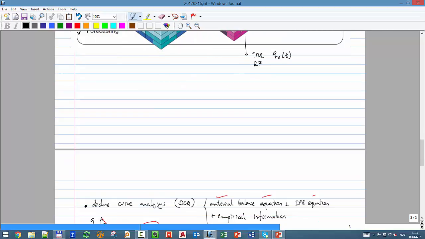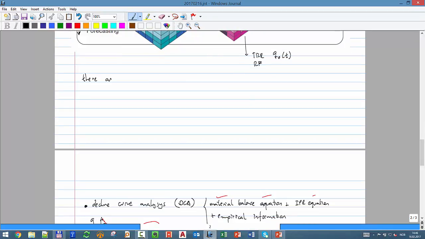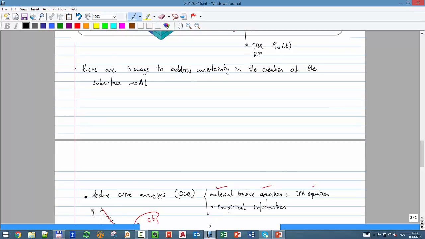Okay. So there are three ways to address uncertainty. That will be uncertainty in the creation of the subsurface model. Keep in mind, that is very important, because it tells you revenue versus time. It tells you how much I have in the subsurface, and how much I can recover. What will be my ultimate recovery factor?